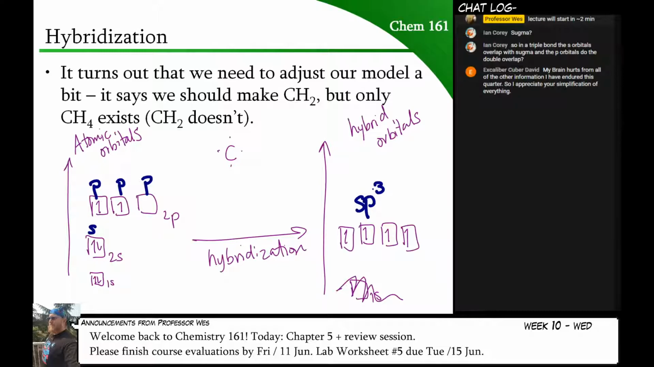Now, if I hybridize my orbitals, then I get the 4 unpaired electrons, which is what we predict when we draw the Lewis structure for carbon, which is what we've been doing all along. So now our model matches our observation.